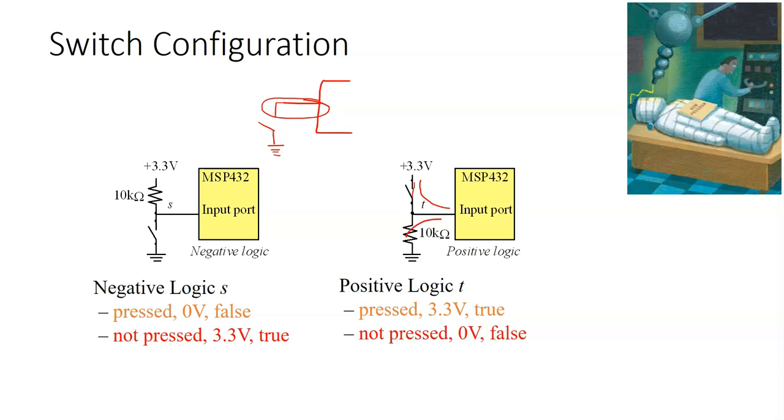And the same thing is true for the diagram on the left. I can use negative logic, where when the switch is closed, the microcontroller will interpret that as being a low voltage, versus when it's open, we'd see a high voltage.